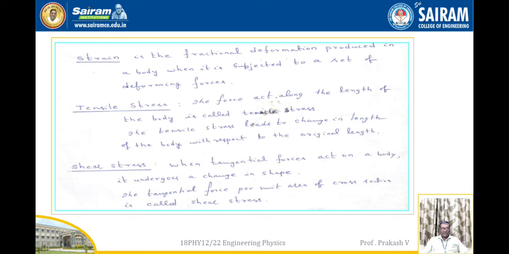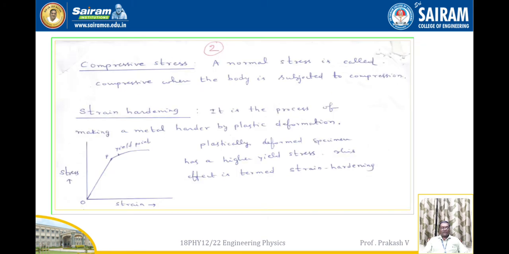Next, shearing stress. When tangential force acts on a body, it undergoes a change in its shape. The tangential force per unit area of cross section is called shear stress. Next, compressive stress. A normal stress is called compressive stress when the body is subjected to compression.